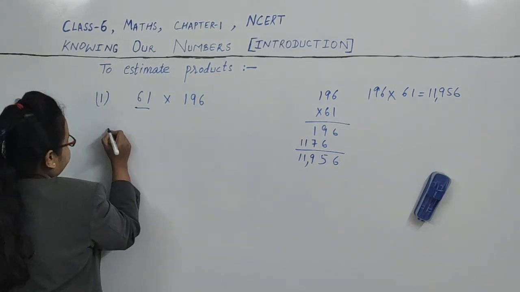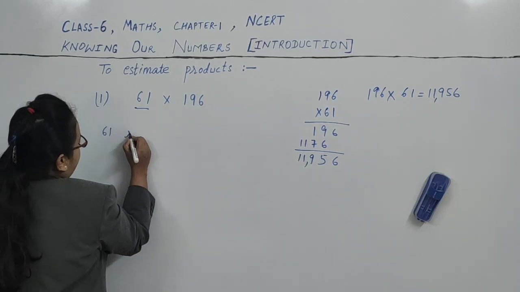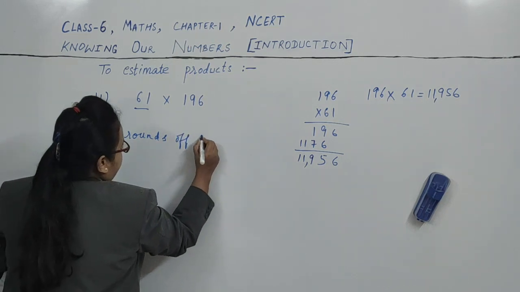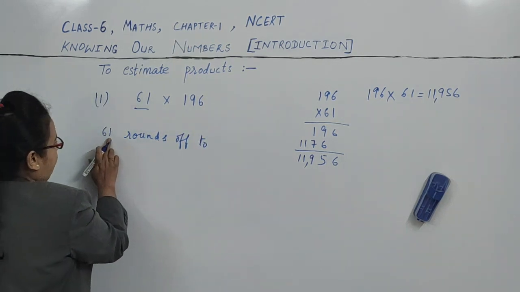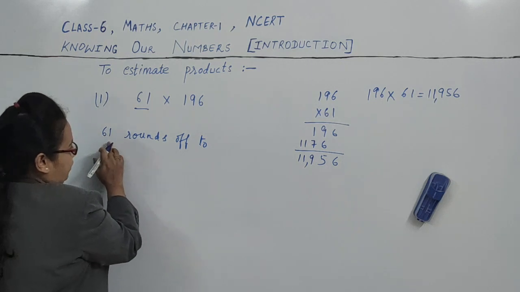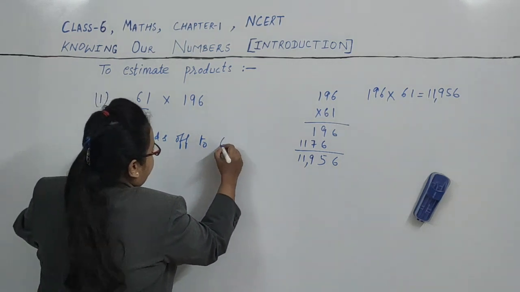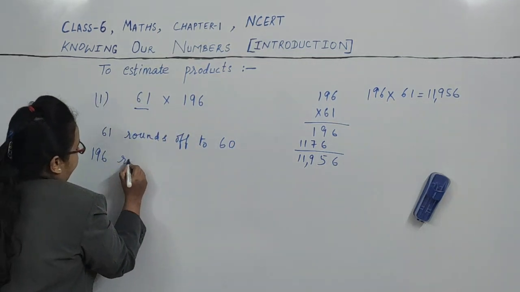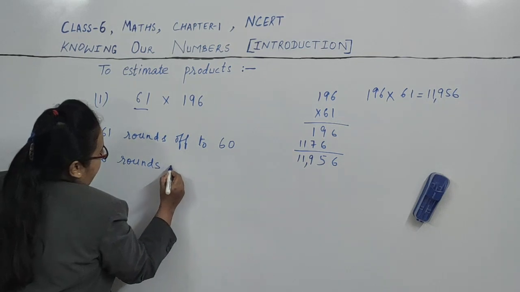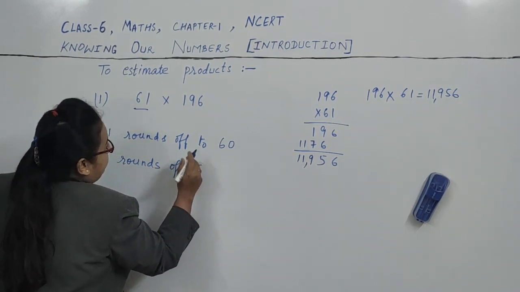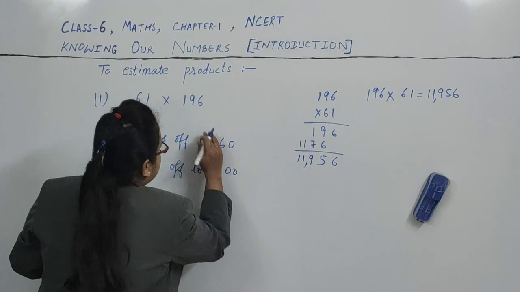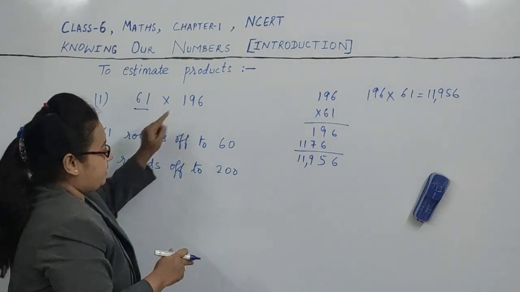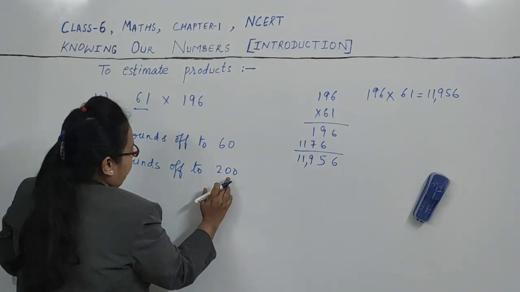So 61 will be rounded off to tens, because tens is the greatest place for this number. So it will be rounded off to 60, and 196 will be rounded off to 200, because this has ones, tens, and hundreds. So this number will be rounded off to hundreds. So 196 will be rounded off to 200.